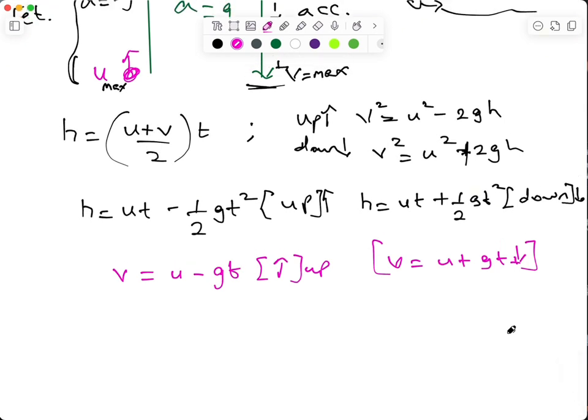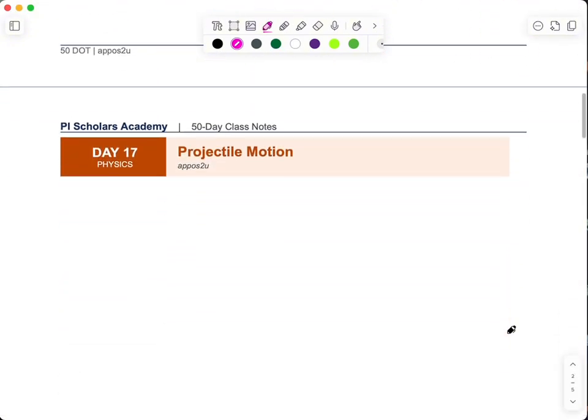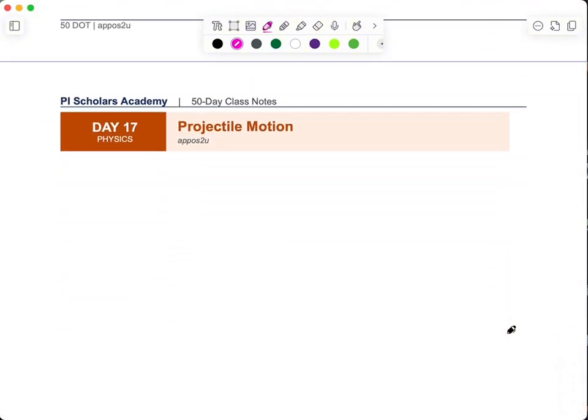Now, let's get into projectile proper. So what does it mean to actually project a body? Projecting a body is not really anything special. In fact, you can say projectile motion is just the launching of an object into the air. Like you're just throwing it up. That's just what you are doing.